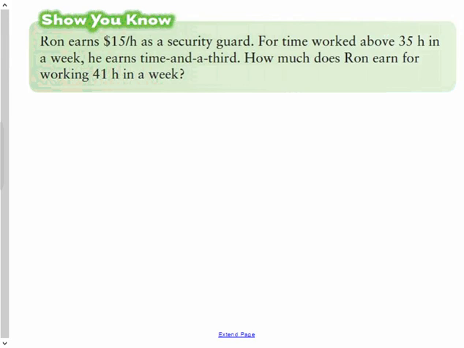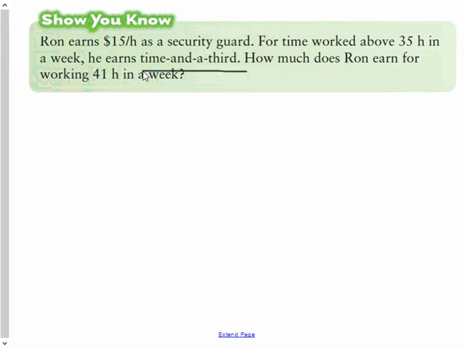It says Ron earns $15 an hour as a security guard. For time worked above the 35 hours a week that he normally works, he will earn what's called overtime. And his overtime rate is what's called time and a third. That means he will make his normal wage, plus he will make an additional third of his wage, or 1 1/3 times what he normally makes an hour. How much does Ron make for working 41 hours?